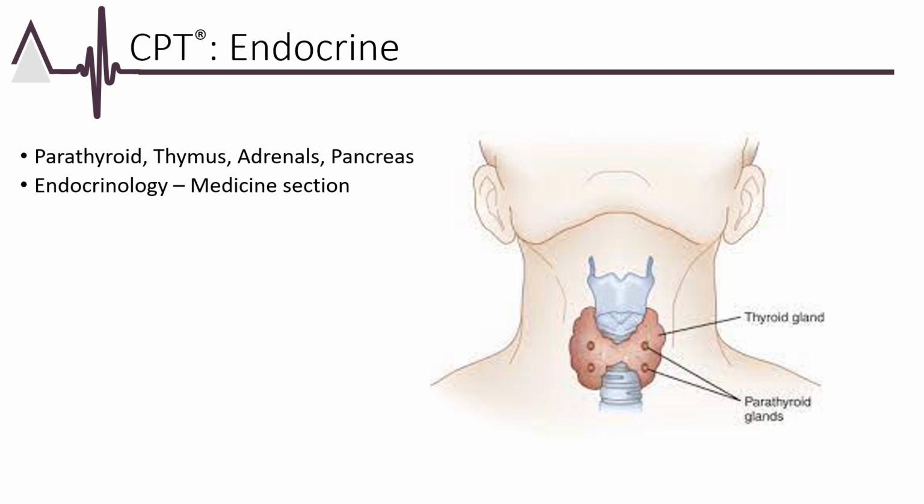An add-on code 60512 reports autotransplantation of a portion of the parathyroid into the sternocleidomastoid muscle after a thyroidectomy in an attempt to preserve parathyroid function. A thymectomy, or removal of the thymus, is performed via several approaches.